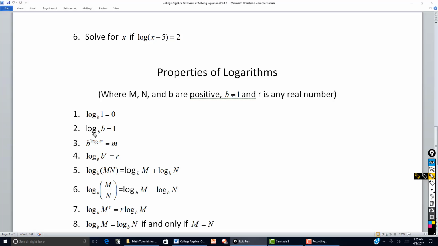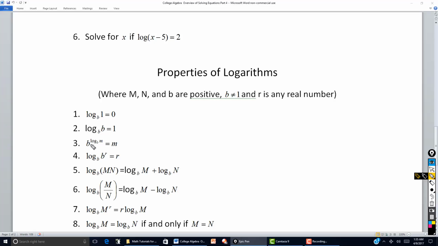The next one should be clear, I hope. The log of b to base b should be clear, that's equal to 1, because remember the exponent here is understood to be 1. So I'm asking, b to what power gives me b to the 1 power? Well, it's going to be 1. Okay, that's clear.